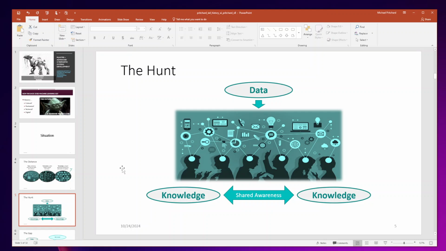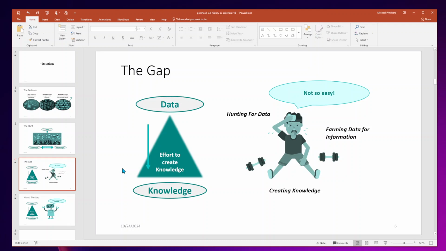So the distance between you and that data is very, very key to a lot of what we're going to be talking about. As you go through this idea, there's this gap between the effort to create knowledge. It is also another part of that dimension. It's not just the distance, but it's also the effort that it takes.